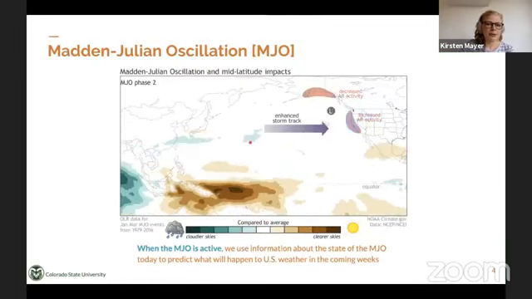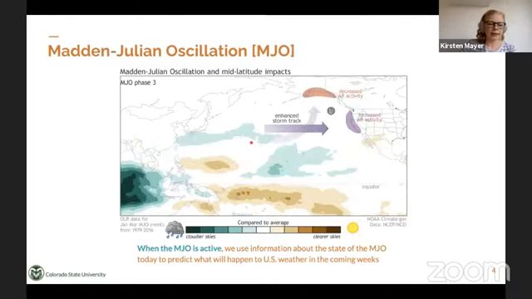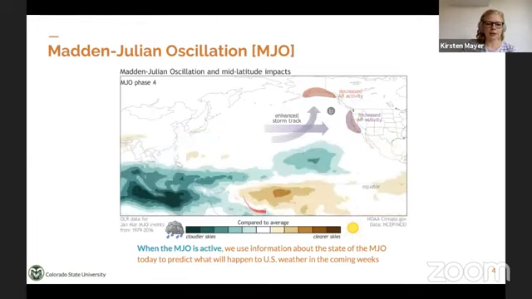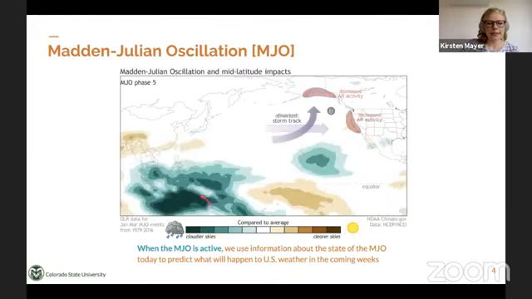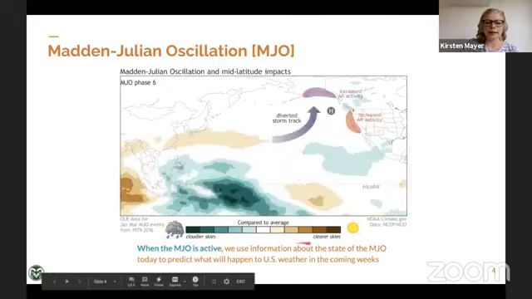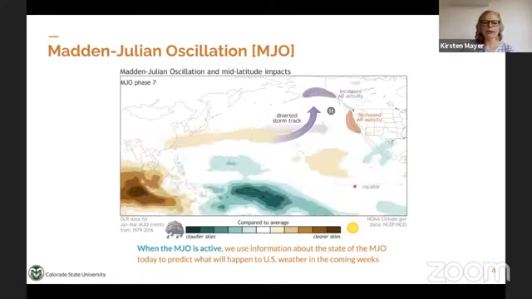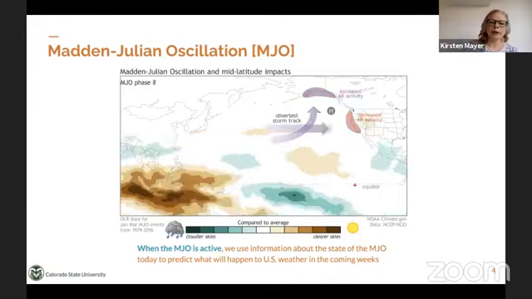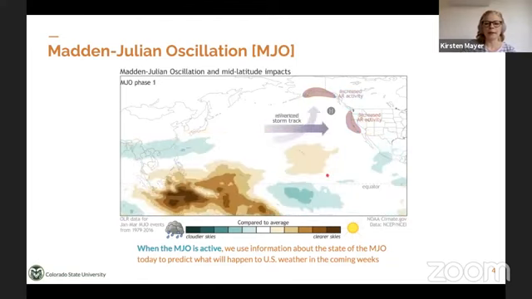One of these opportunities is known as the Madden-Julian oscillation for subseasonal prediction. The Madden-Julian oscillation is a dipole of suppressed convection or precipitation and another of enhanced precipitation, where the teal indicates regions of enhanced precipitation, or you can think of a really cloudy region, and the tan indicates a really sunny region compared to normal. So when the MJO is active, we can use information about where it's located and how strong it is to predict what will happen over the Northern Hemisphere, such as North America and the Atlantic.